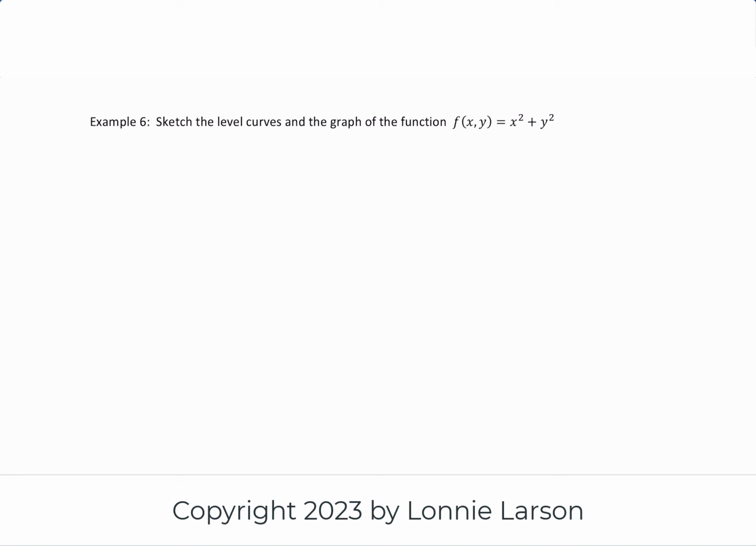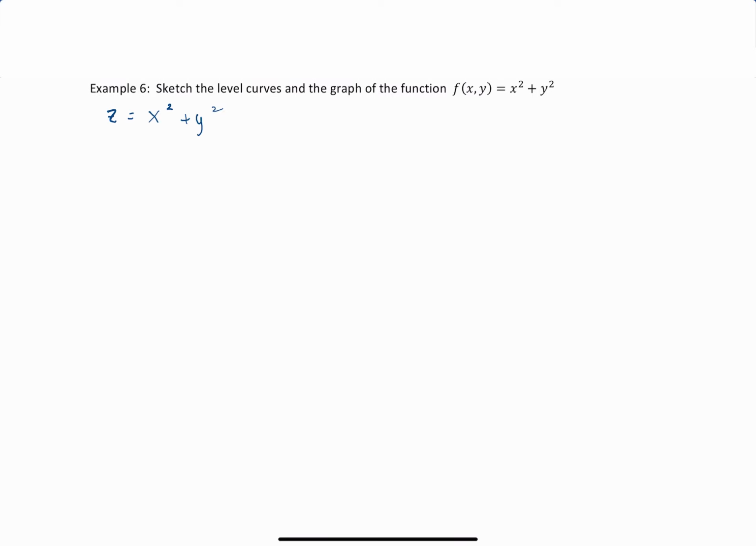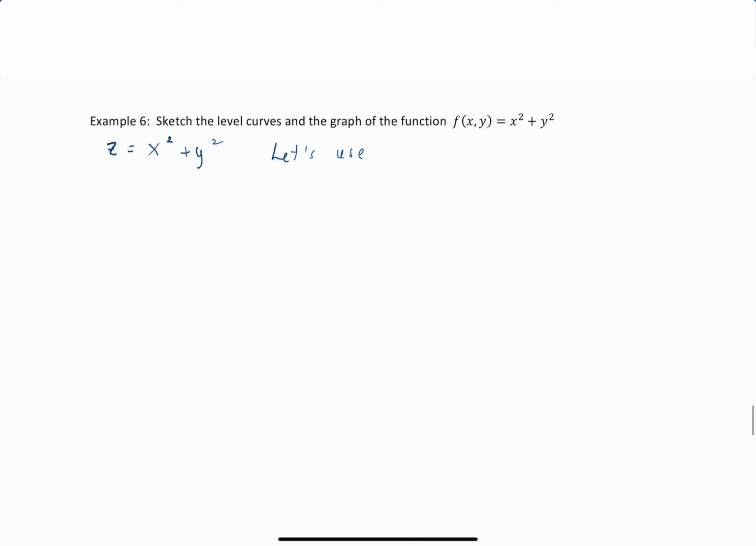Let's revisit that graphing problem that we put big question marks on before, f of x, y equals x squared plus y squared. This time, let's sketch level curves to start out. So we're dealing with a function z equals x squared plus y squared. And it's up to us to determine which heights we're going to use for our level curves.